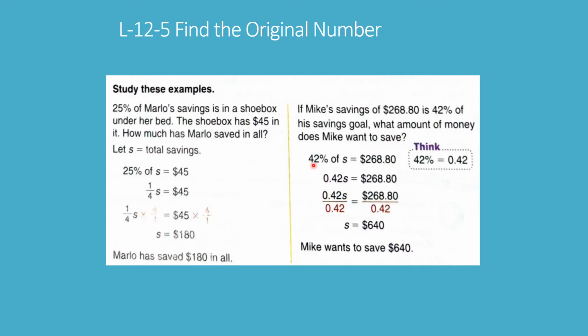Then again convert into decimal. How to convert? You know, for a decimal, shift two places to the left. 42% means in decimal 0.42, so 0.42 s is equal to the total saving. Then divide both sides by 0.42, and here also 0.42. What is the answer? 640.